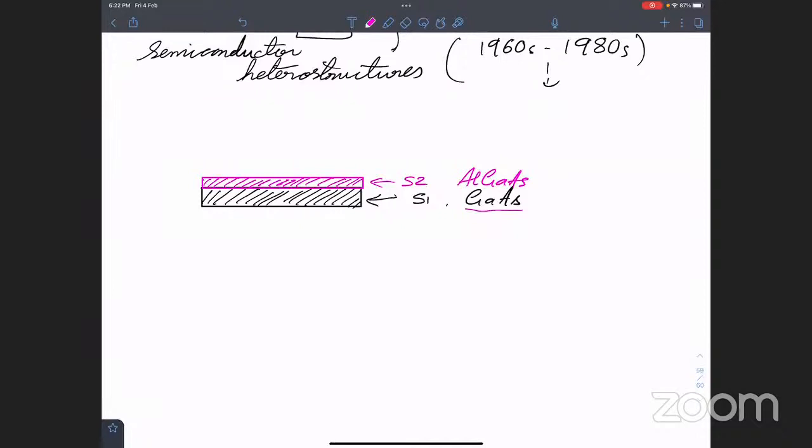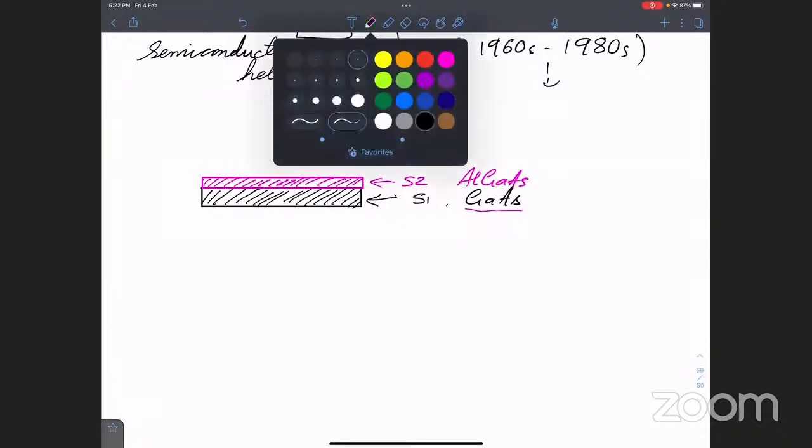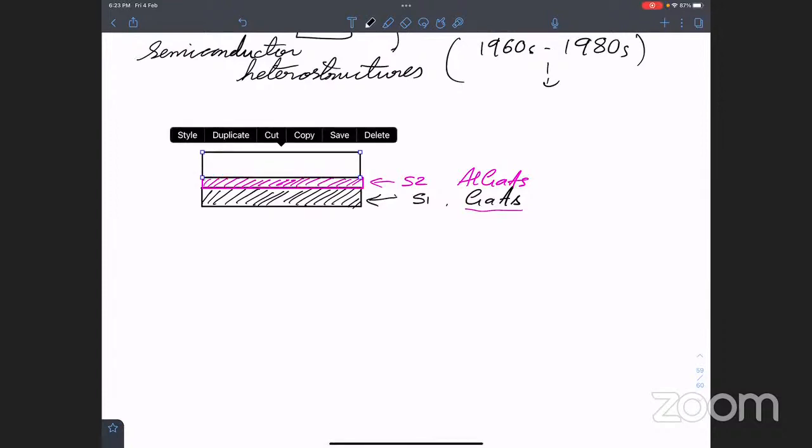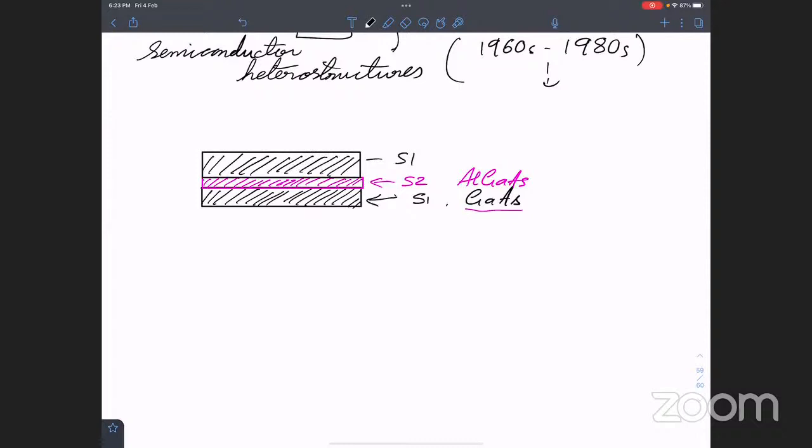After this, they're going to deposit again one other semiconductor. Usually this is going to be the same semiconductor as before. So this is going to be S1 only. It's going to be gallium arsenide again.